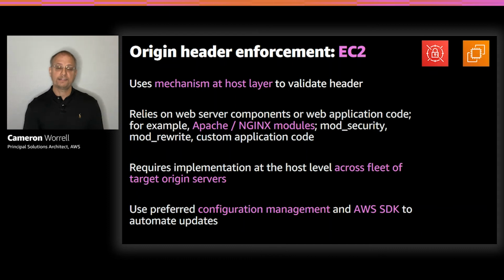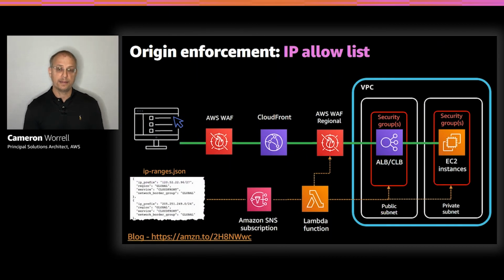And then the last origin enforcement pattern I want to cover here is using an IP allow list. This is a layer 3 type of approach where we use IP CIDR ranges. We publish IP ranges that are listed out for CloudFront edge locations, and we provide this JSON document. If it changes, you get an SNS push and you subscribe to that topic. That way you can update your automation.